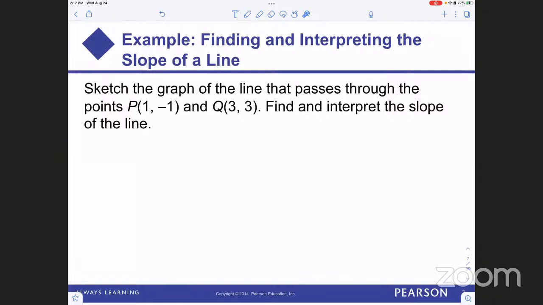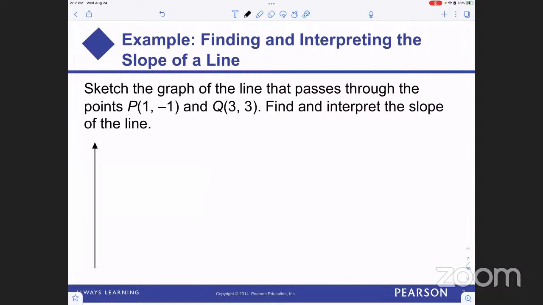Okay. So in this example, it's about finding and interpreting the slope of a line. We're asked to sketch the graph of the line that passes through these two points, and then find and interpret the slope of the line. I'm going to do a rough sketch, just a quick sketch. So P is right one and down one. Q is right three and up three. So it looks like we're working in quadrant one.